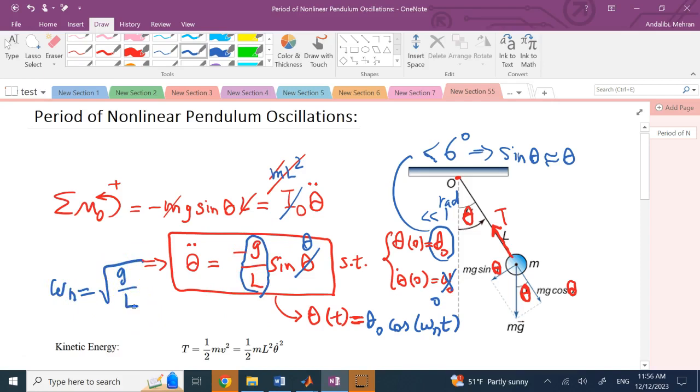So if only there is this assumption that you don't really release it from a large angle, then you can have this solution. And if that's the case, then the period of the oscillation T, which is 2 pi over omega n, is going to be 2 pi times the square root of L over g, correct?